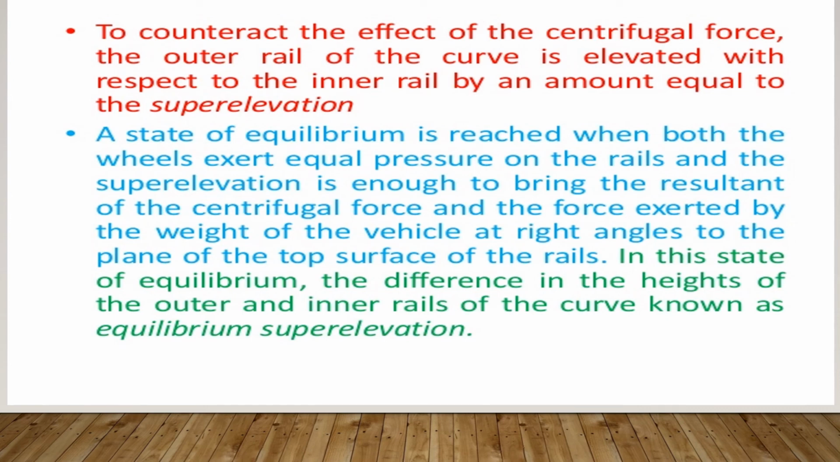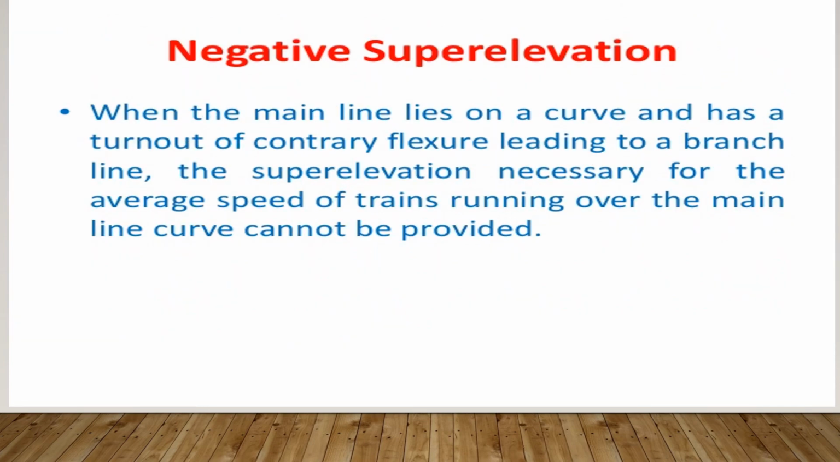In this state of equilibrium, the difference in heights of the outer and inner rail of curved track is known as equilibrium super elevation. What is negative super elevation? When the main line lies on a curve and has a turnout of contrary flexure leading to a branch line, the super elevation necessary for the average speed of trains running over the main line curve cannot be provided, and that is known as negative super elevation.